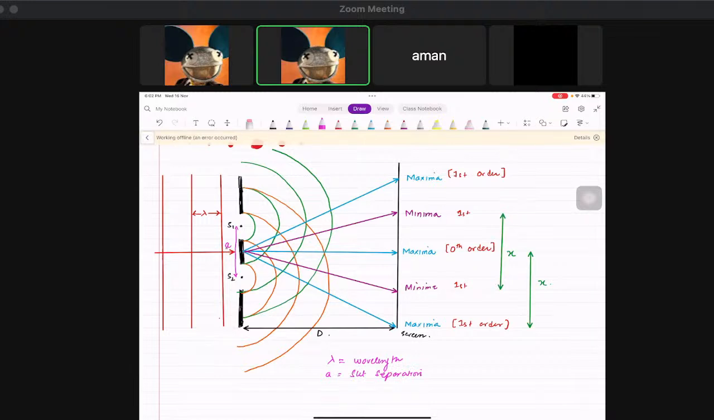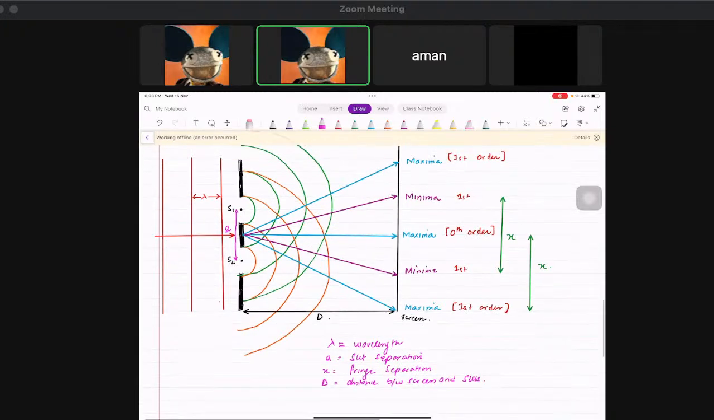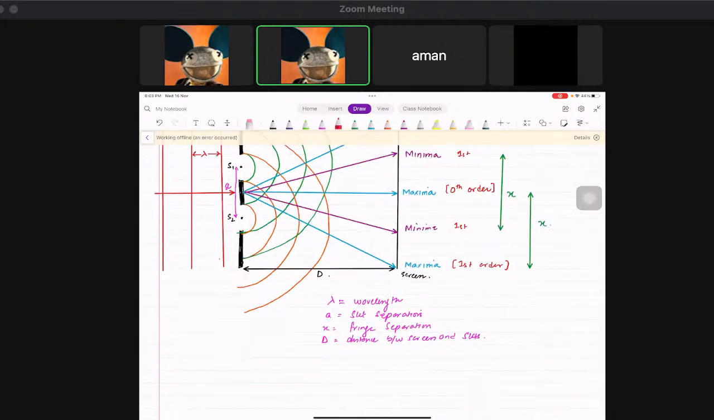Here is A if you can't find it. X is called the fringe separation. And these minima and maxima are called fringes. And D is the distance between screen and slits. How are they related to each other? They are related by the formula AX equals lambda D, and you have to remember that. That's Young's double slit formula.